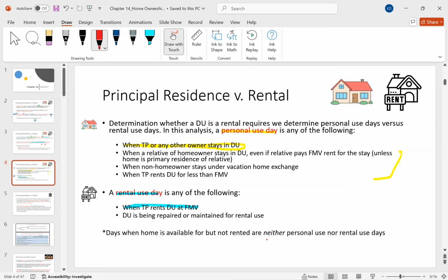Days where the home is available but not rented are neither personal use days nor rental days. So if we have an empty apartment, we're not renting it out and we're not living in it, we wouldn't classify any of those empty days in either bucket.